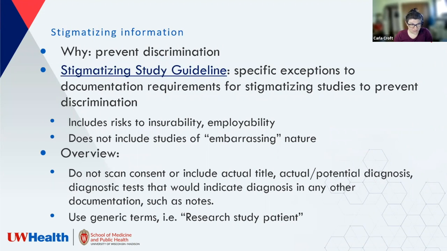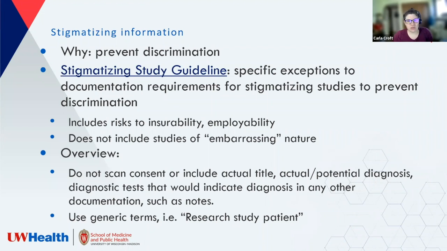So the next one is stigmatizing information. And the reason we want to keep stigmatizing information out of the electronic health record is to prevent discrimination against the patient. We have a guideline document written up for this, which goes through specific exceptions to these documentation requirements that we've just gone through that are specific to stigmatizing studies in order to prevent that discrimination for the patient.